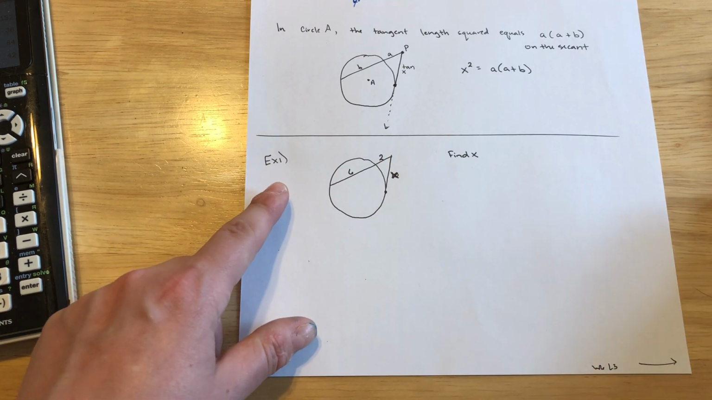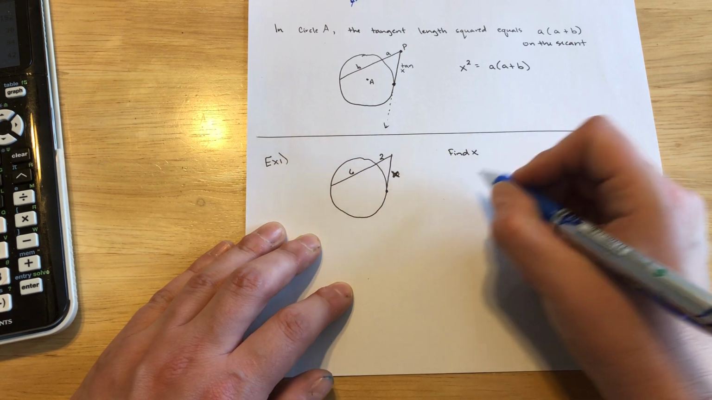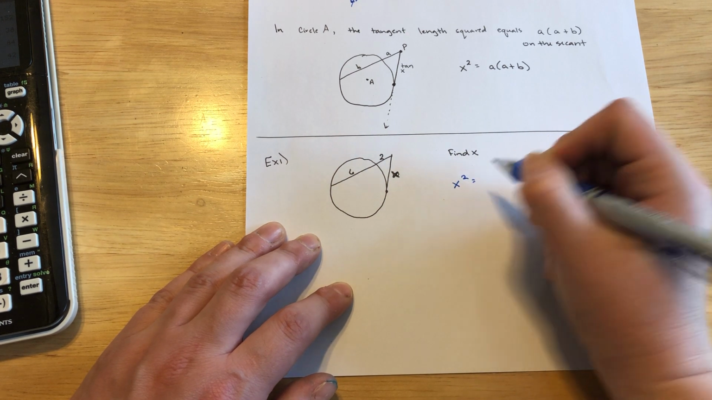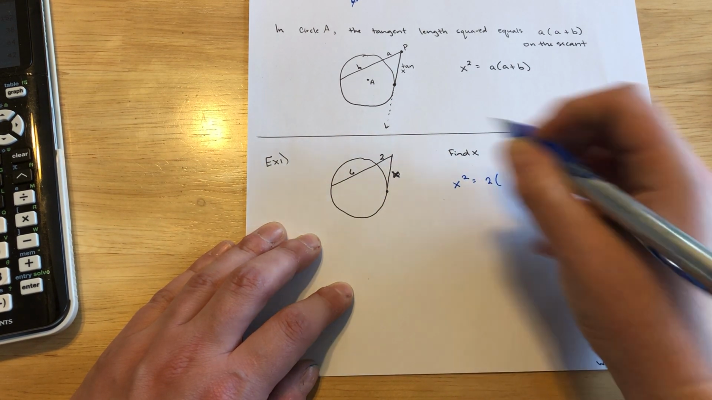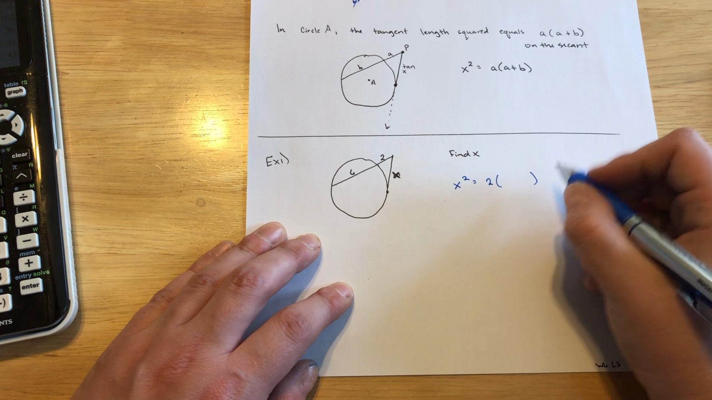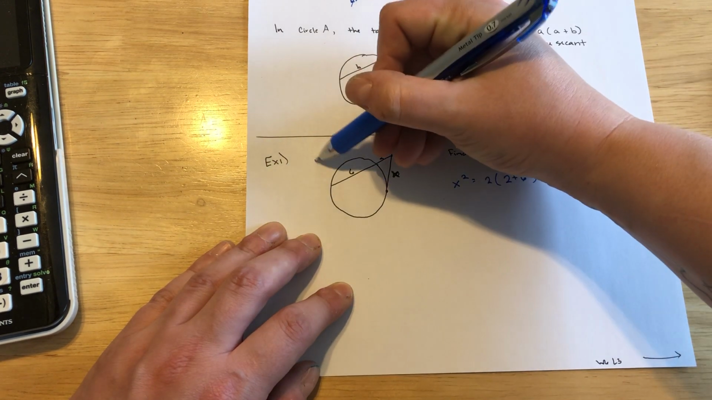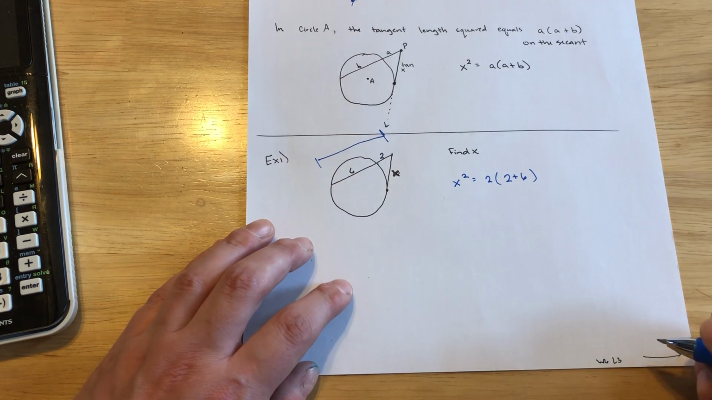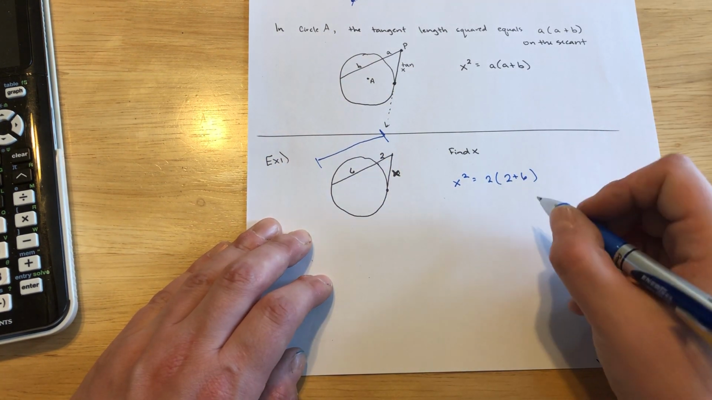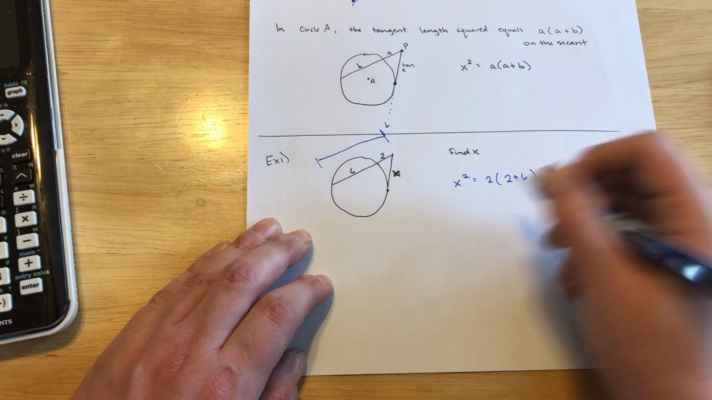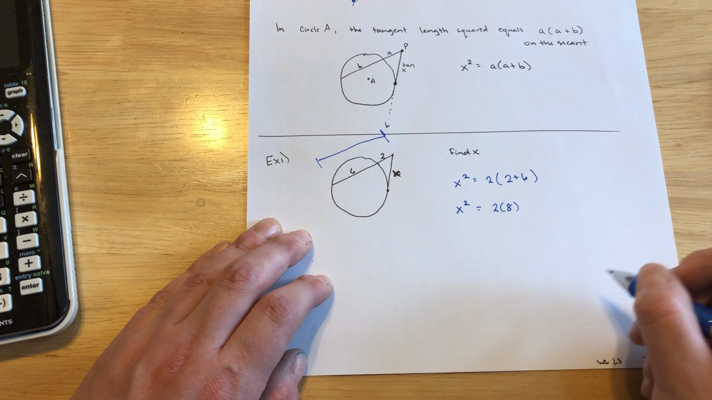So here in example 1, our job is to find x. So x is the unknown part of the tangent piece. So x squared will be equal to the length 2 from the intersection point to the circle times the product of 2 plus 6. So once again, getting that overall distance from the point outside the circle all the way across the secant line. So 2 plus 6 is 8. So this is 2 times 8, and that's equal to x squared.